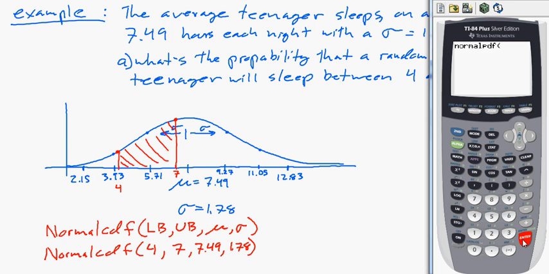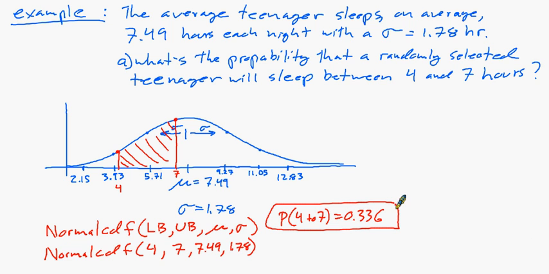So on the calculator, we get a normal, oops, not PDF, normal CDF, 4, comma 7, comma 7.49, comma 1.78, and we get 36.7% chance. Pretty easy and quite precise.